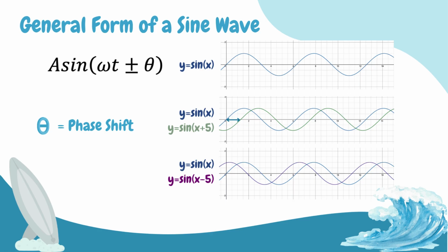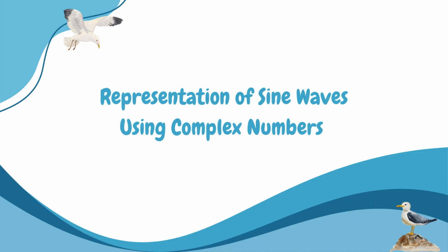The plus or minus theta represents the phase shift. The phase shift is the displacement across the horizontal axis. If theta is positive, the function is shifted left on the graph. If theta is negative, the function is shifted right. Phase shift can be thought of as low tide and high tide.